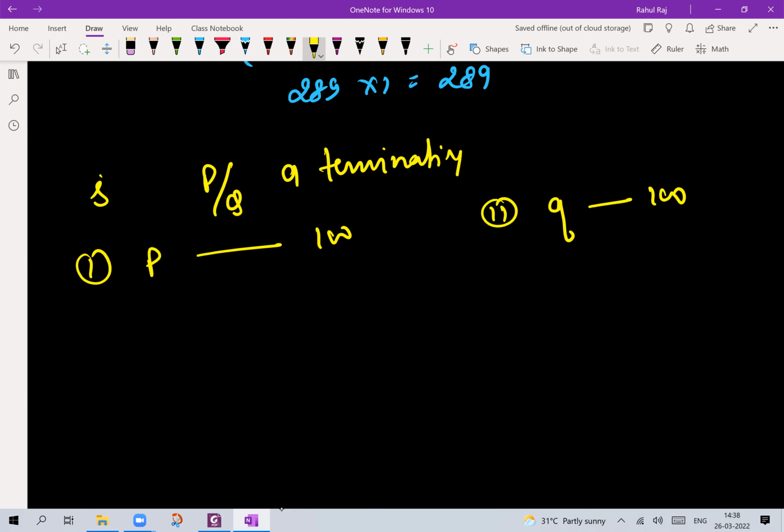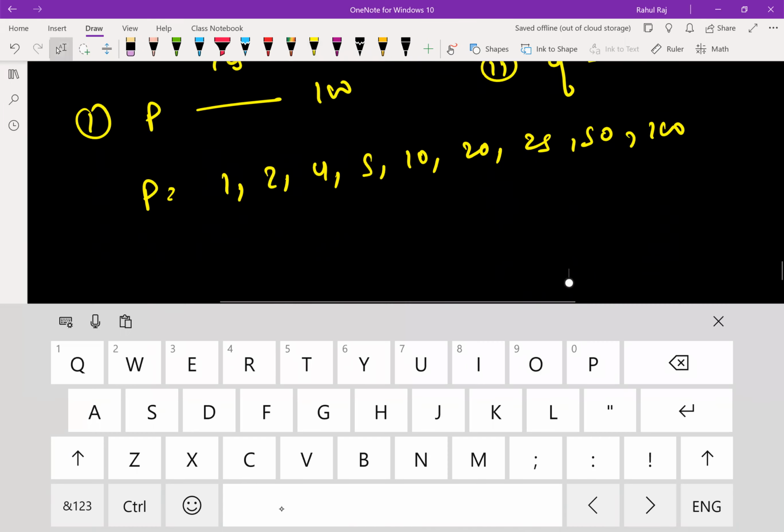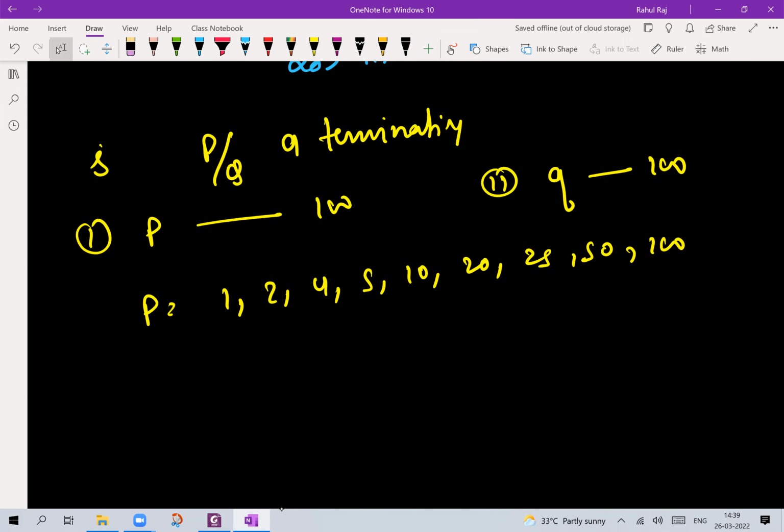Now, when I say P is a factor of 100, what are the values of P? It can be 1, 2, 4, 5, 10, 20, 25, 50, 100. These are the possible values of P, right? P is a factor of 100. Now, I have no idea about the value of Q from option number 1. I can take P equal to 2, Q equal to 2, and P by Q is 2 by 2, that is 1, which is a terminating condition. I have a yes situation over here.